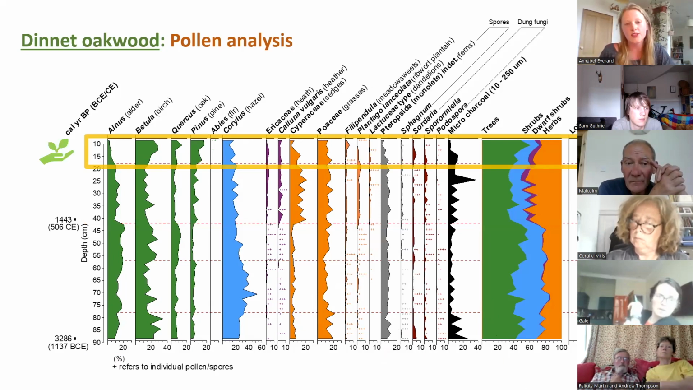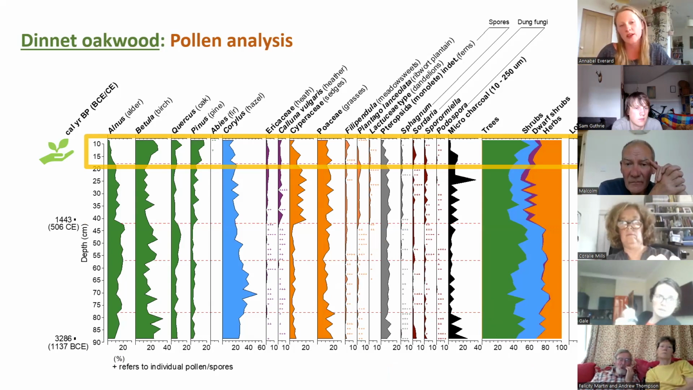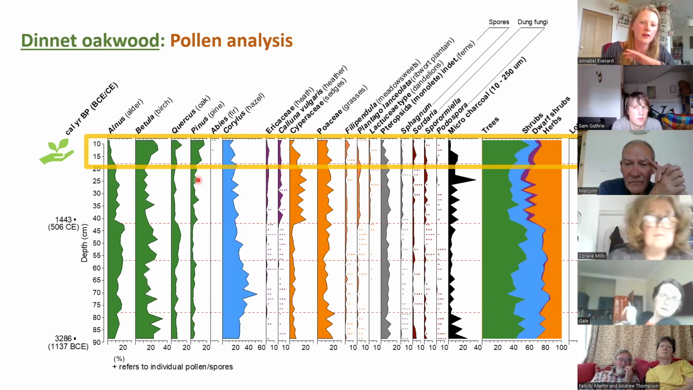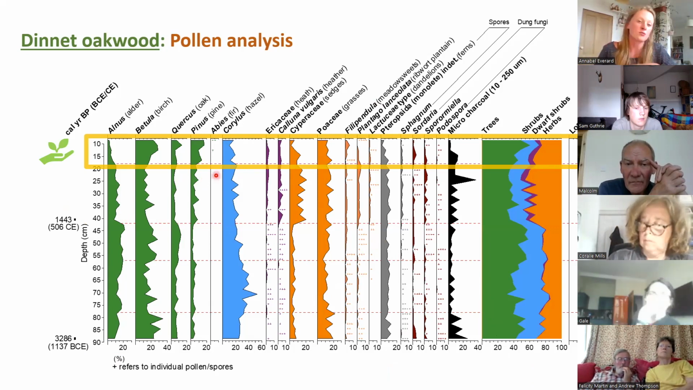And finally, at the top of this record, we have a return to much more closed woodland conditions. And there's also potential signs of planting. We have much higher levels of oak and pine, and also non-native fir trees coming into the record. This suggests a much more artificial tree species composition on the site.